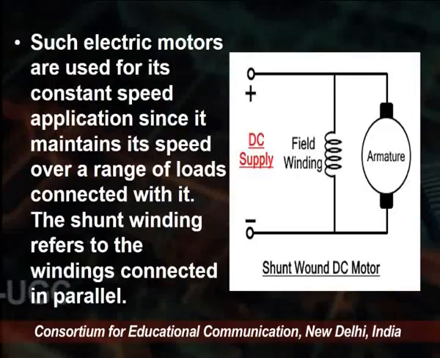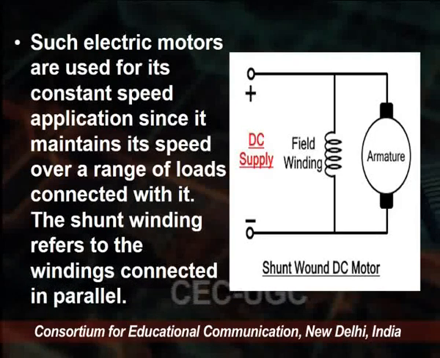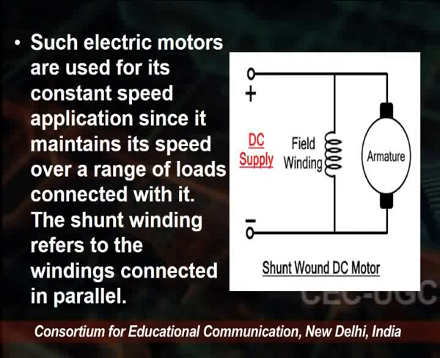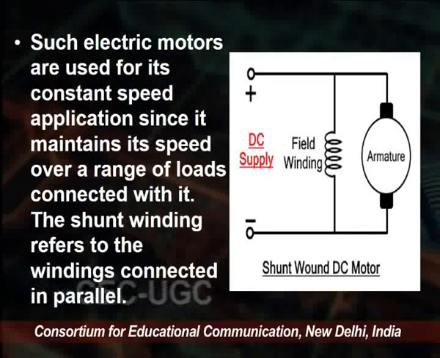Such electric motors are used for constant speed applications, since they maintain speed over a range of loads connected to them. So you see here the field winding is connected in parallel. Shunt winding refers to the winding connected in parallel, the shunt wound DC motor on the right-hand side, as you see.